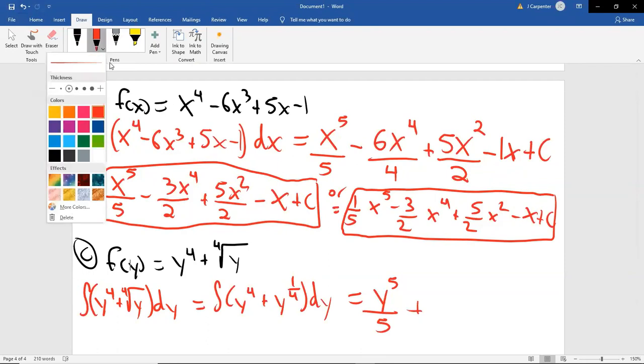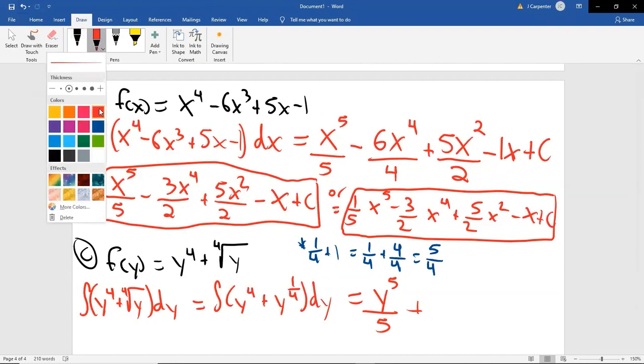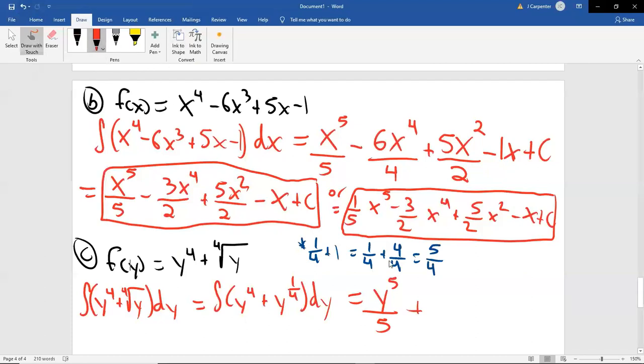plus, let me do this work to the side at least for the fraction. So note 1/4 plus 1 would be 1/4 plus 4 over 4, which is 5/4. Come on, select. Why aren't you selecting? That was weird. It's Word. Shouldn't be surprised. So adding 1 to 1/4 is 5/4. So this will be y to the 5/4 in the top and then divided by 5/4 in the bottom. Plus c.